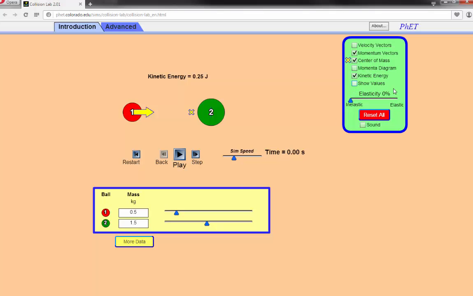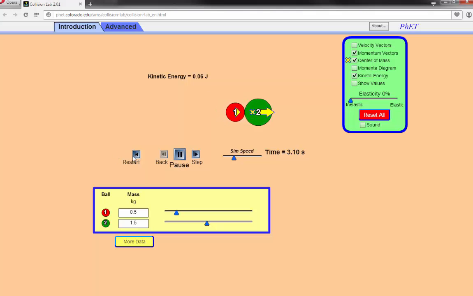Elasticity, to some extent, tells us how much energy is being conserved. In other words, at 100% elasticity, we had 100% energy conservation. So at 0% elasticity, what's going to happen? Are we going to lose all the energy of the system? Well, let's see. Go, go, go, go, hit. We still have some energy left, and these two are still moving.